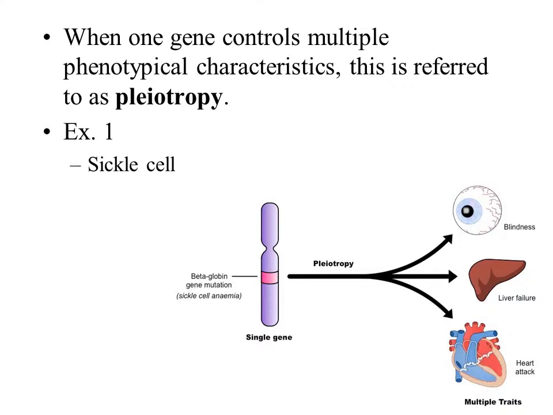This occurs when one gene is mutated. It creates a variation in the protein, and this protein will collapse and make the cell collapse to form a sickle shaped cell. But that one variation in the gene is going to cause multiple issues in the patient. They can experience blindness, liver failure, or a heart attack. So these are multiple traits or characteristics that are caused by one gene.